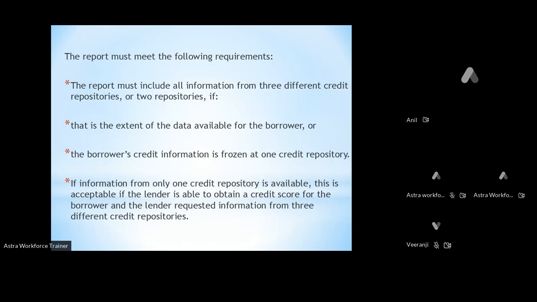The report must meet the following requirements. The report must include all the information from the different credit repositories, or two repositories if that is the extent of the data available for the borrower, or the borrower's credit information is frozen at one credit repository. If information from only one credit repository is available, this is acceptable if the lender is able to obtain a credit score for the borrower and the lender requested information from three different credit repositories.